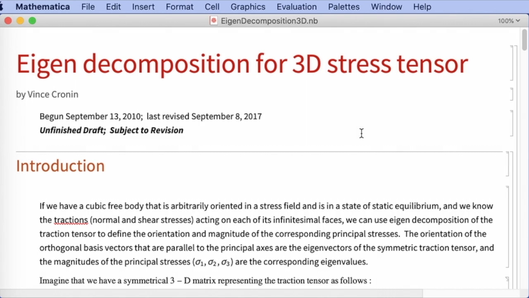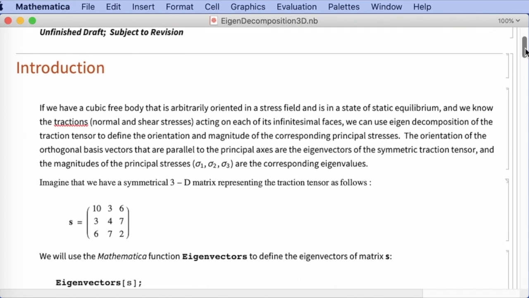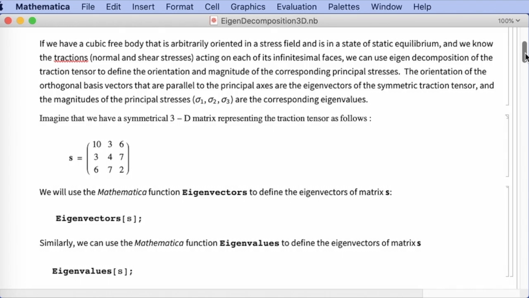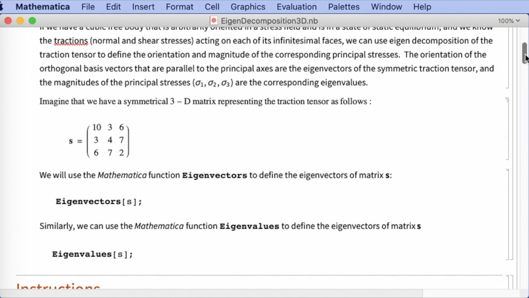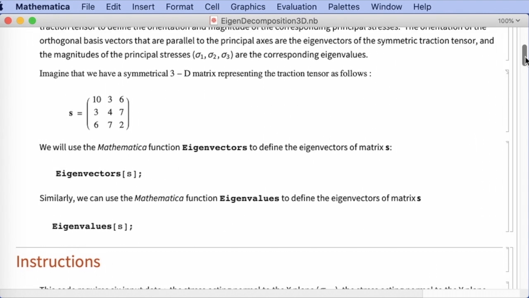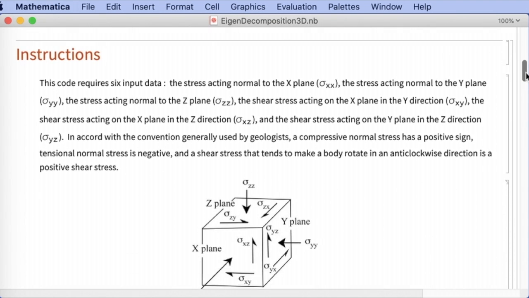Here's the code. It's written in Mathematica. It has this little statement here that it's an unfinished draft subject to revision. That's probably true of all of the codes that I write. Let's just take a quick look at what we've got in here. There's some explanation. The input is a symmetric 3D matrix. This is a stress matrix on some arbitrary cube. And we're going to analyze that.